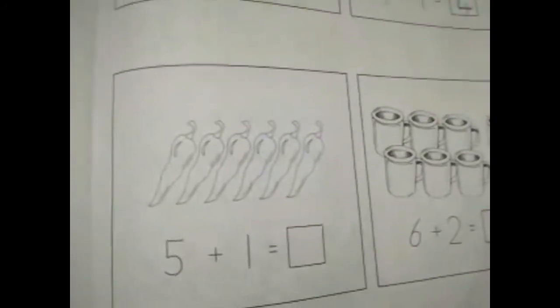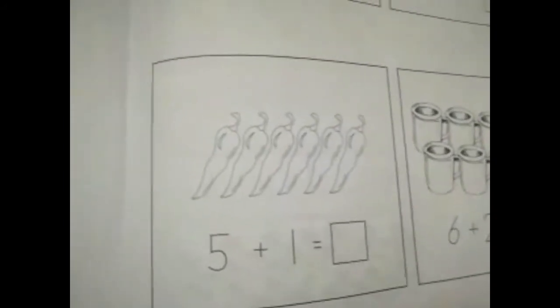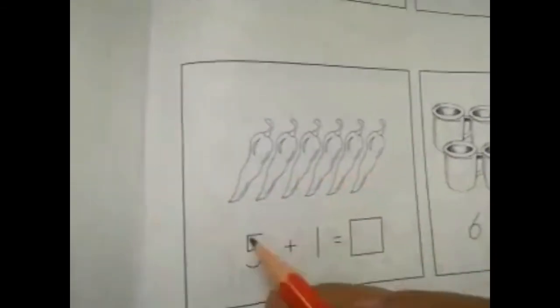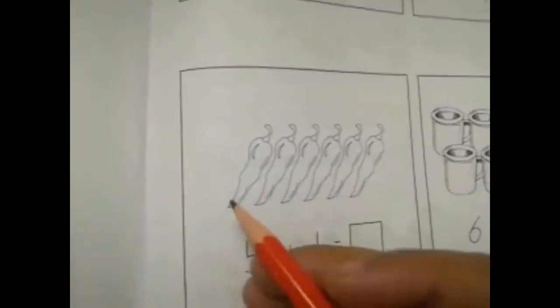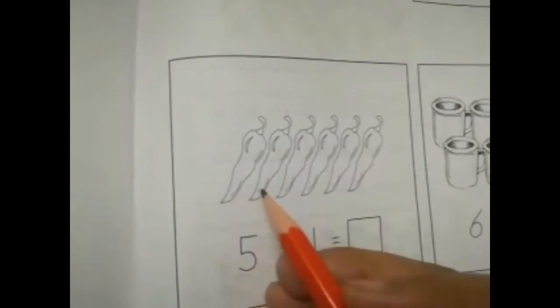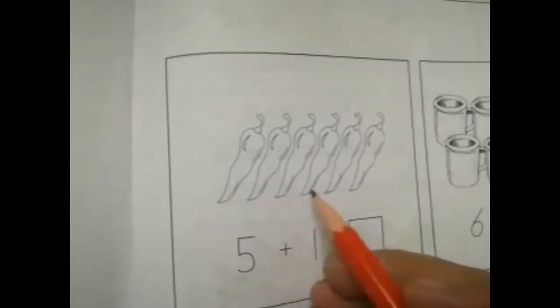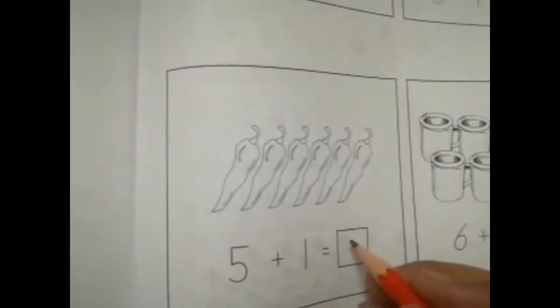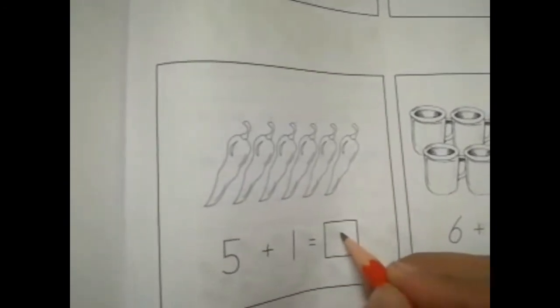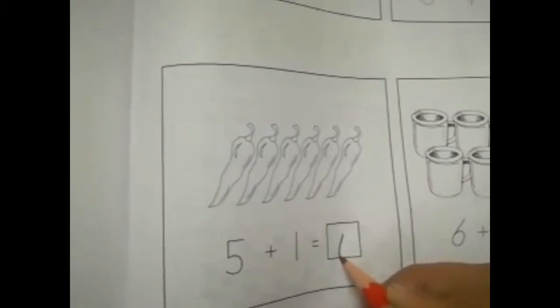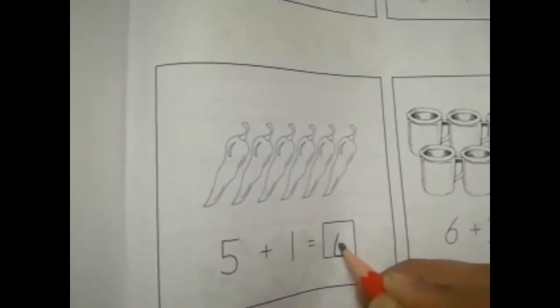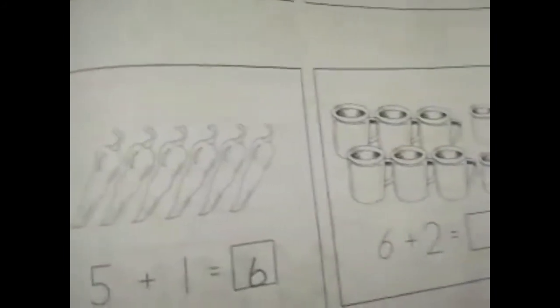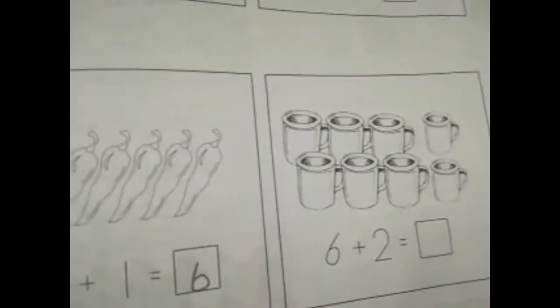What is the next picture? Yes, chilies are there. Okay, count them all together. How many chilies are there? 1, 2, 3, 4, 5, 6. How many chilies are there? 6. You will write 6 here. Make 6 like this. What is this? 6. Okay, this is our last question.